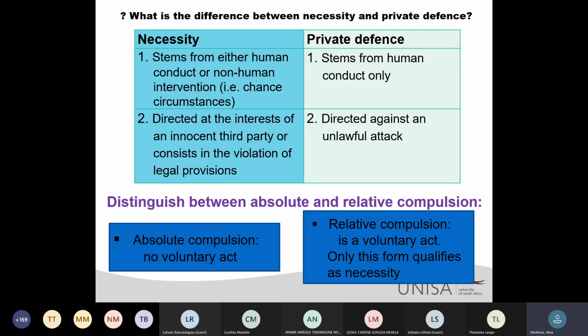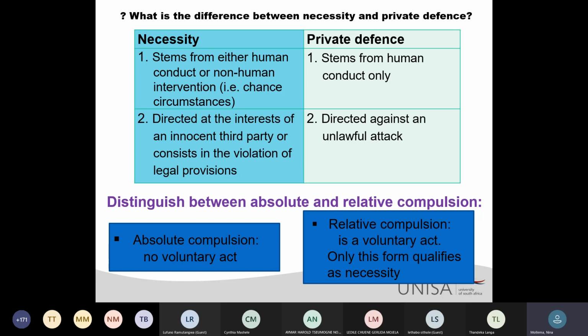So what is the difference then between necessity and private defence? The difference is the origin, where it comes from. Necessity stems either from human conduct, so from a human being, or from non-human intervention, for example, chance circumstances. I'm going to explain that later on. For example, non-human intervention can be a fire or a cyclone or anything that you can think of that is non-human.